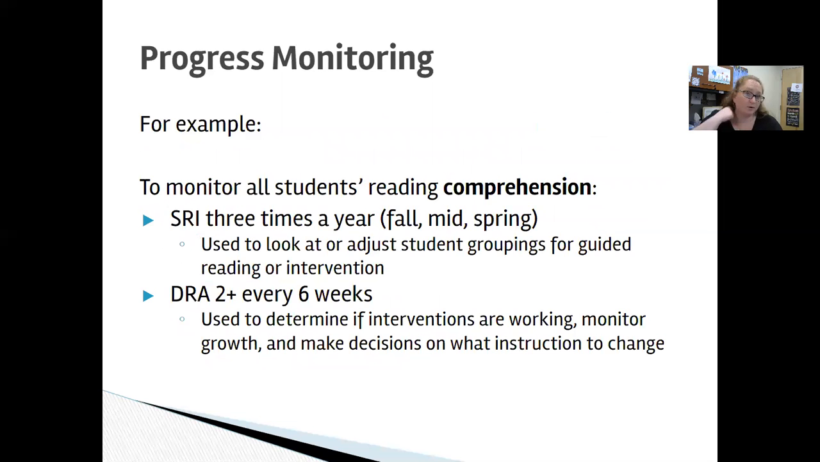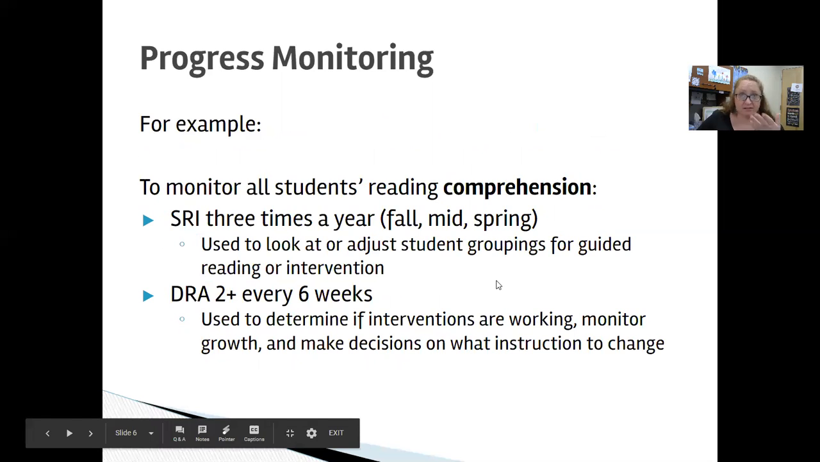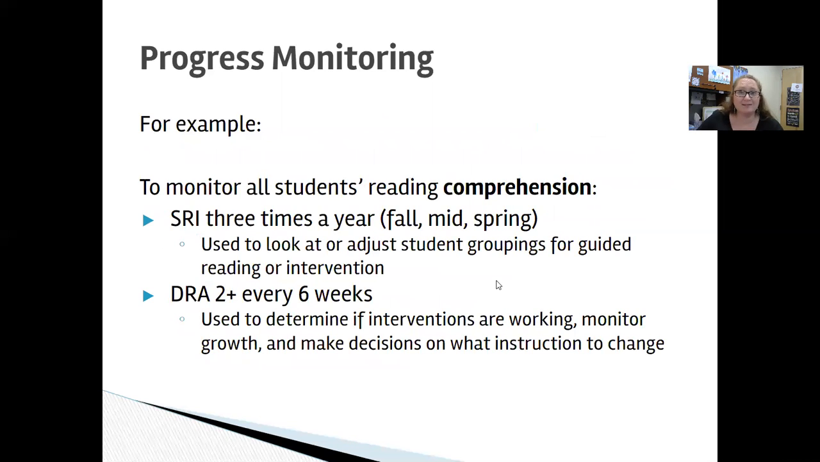So, for example, some that hopefully you are familiar with: if you wanted to monitor all students' reading comprehension, you could do things like the SRI 3 times a year. Lots of districts do that, fall, mid, and spring. So you might then use that data to look at student groupings or adjust student groupings across the year for guided reading or for intervention if they go to AIS or something.